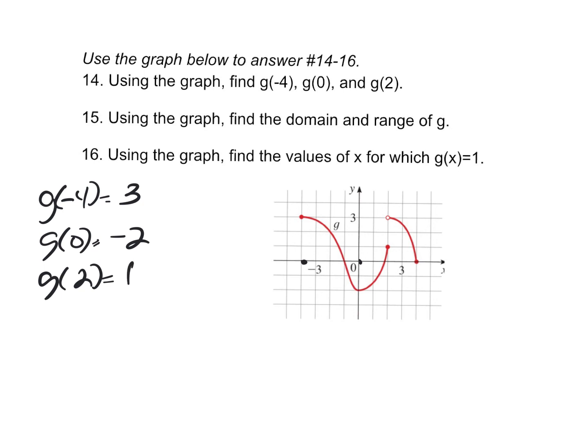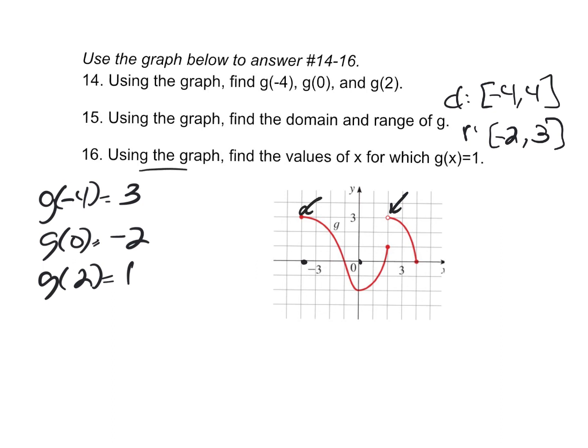15, using the graph, find the domain and range. Domain is how far left and right it's going. So the domain is bracket -4 to +4 for sure. And the range, how far up and down is it going? It's going down to -2, and it's going up to 3. And 3 is going to have a bracket. I know you look at this point and think, well, but it's empty. Yeah, but this one over here, that's full. So that's what makes the difference.